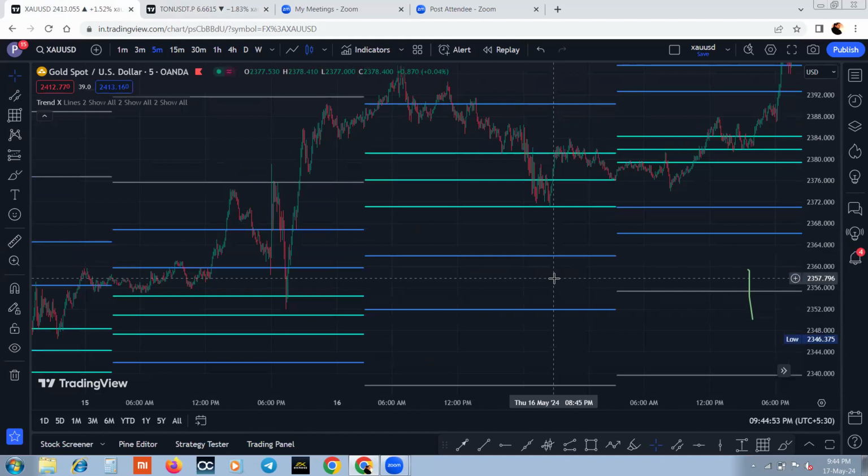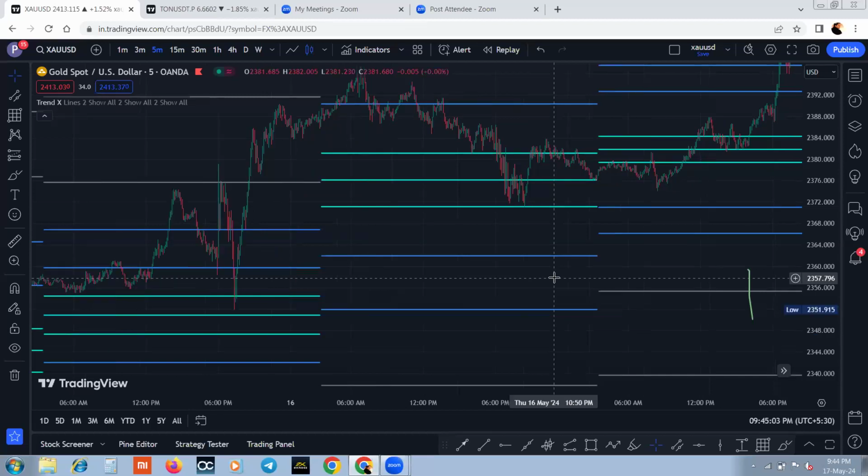So now I understood what I should do before taking the trades, what all I need to see: weekly, daily, and candlestick pattern. That's it. Go for the ride.